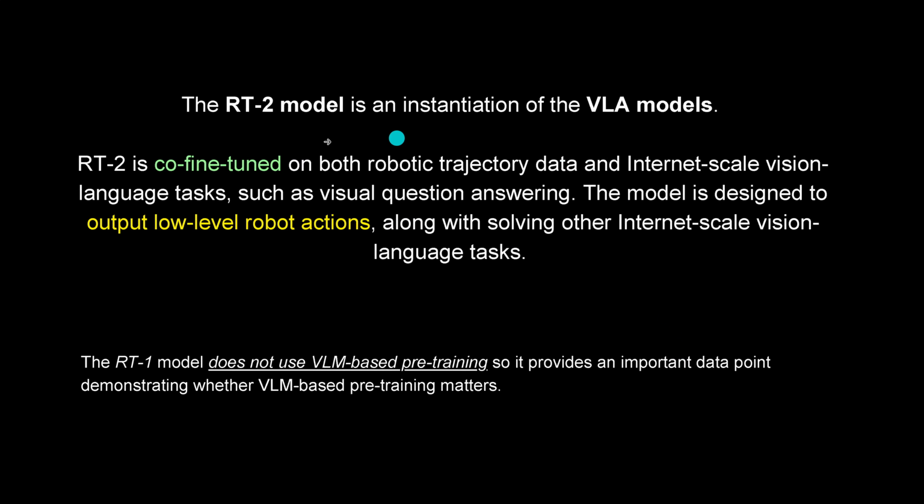So we have now our RT-2 model. This is an instantiation of our VLA model. It is co-fine-tuned on the robotic trajectory data and on the internet-scale vision language task.